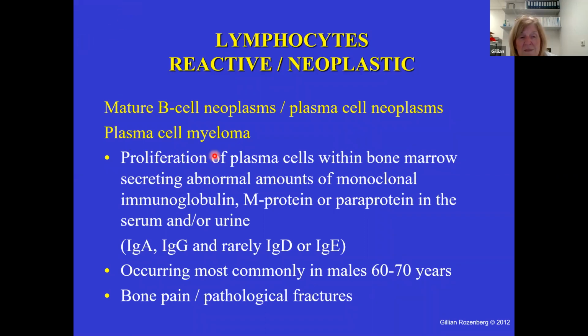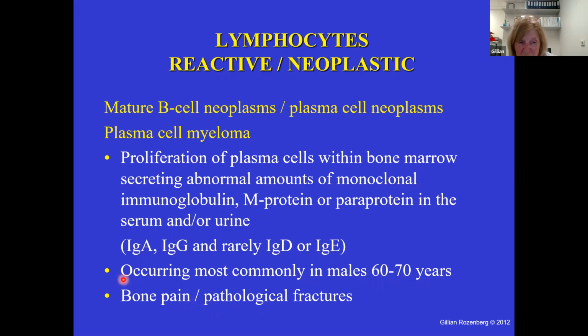So now let's look at plasma cell myeloma. Proliferation of plasma cells within the bone marrow, secreting abnormal amounts of monoclonal immunoglobulin, M protein or paraprotein, in the serum and in the urine. And in the urine, it's called a Bence-Jones protein. So it can be an IgA, an IgG. Rarely, it could be an IgD or an IgE. And it occurs most commonly in males between 60 and 70 years of age.